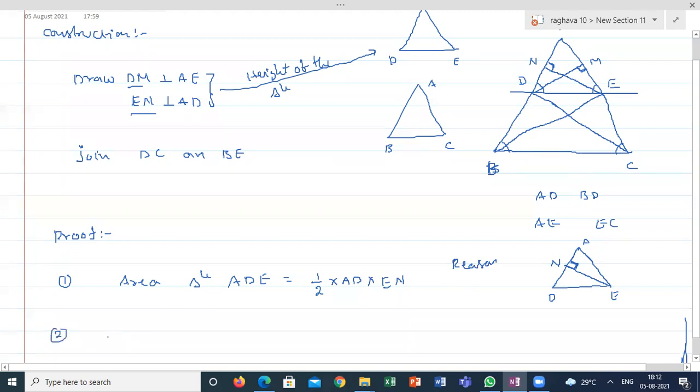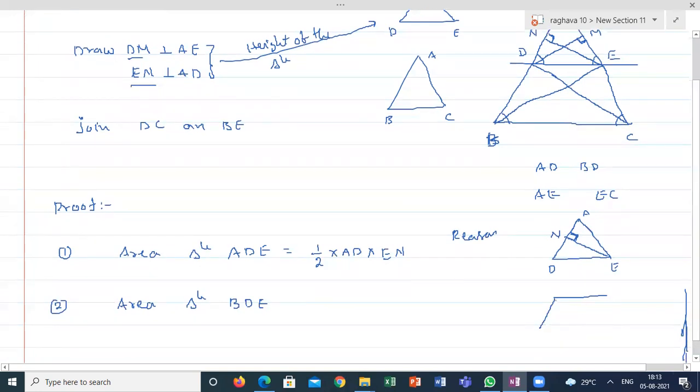The second one is in the same way, anyone can calculate the area of the triangle BDE. The BDE triangle is like this. It's an acute angle triangle. This is the BDE triangle. This is B, this is D, this is E. So if I'm extending this line, this is the height. Here also DE.